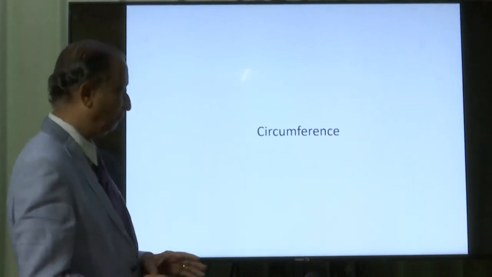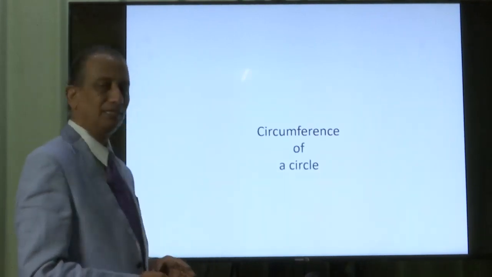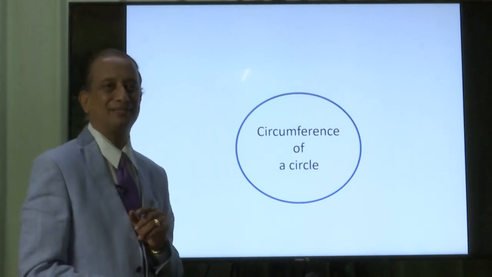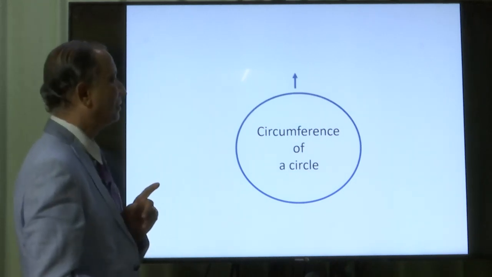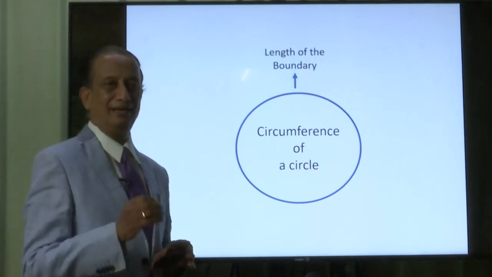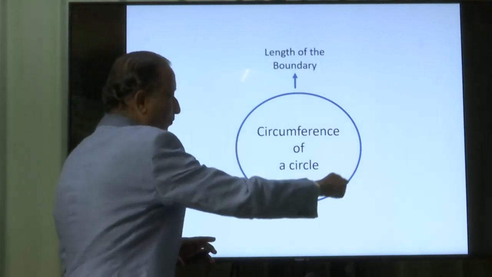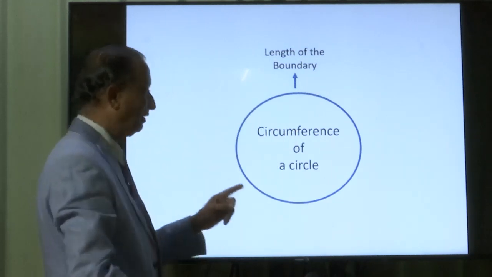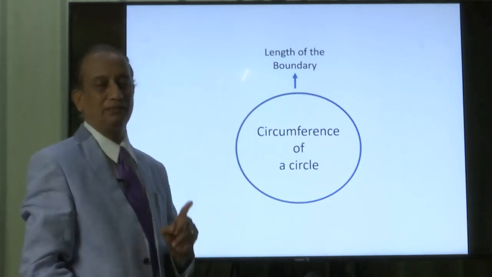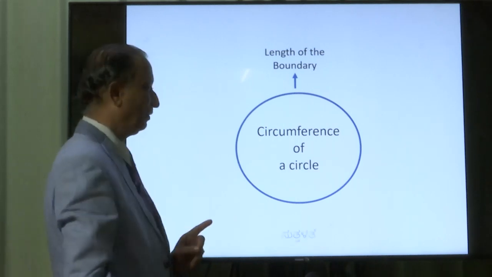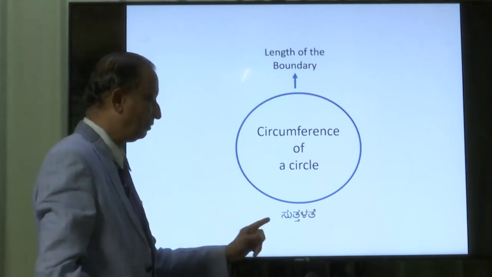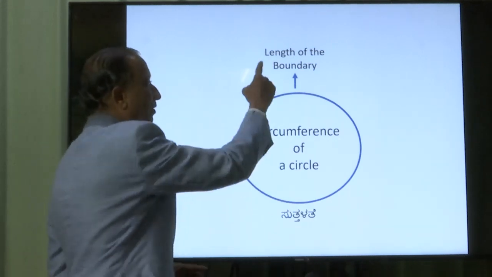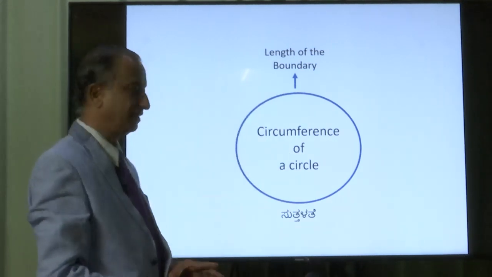The first and foremost point to be discussed is the circumference of a circle. What do you mean by the circumference of a circle? The circumference of a circle is nothing but the length of the boundary, one complete round. What is the length of this boundary? For that concept we use the term circumference, in Kannada we call it suttalate. The length of this closed curve is called the circumference of a circle.